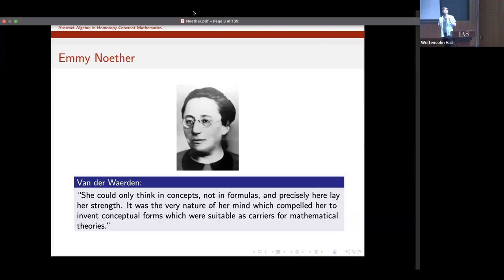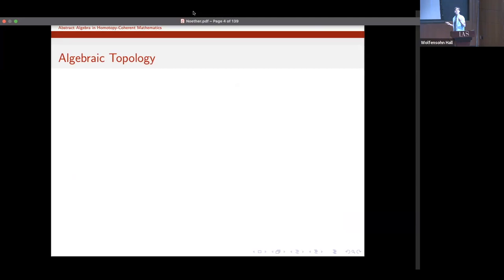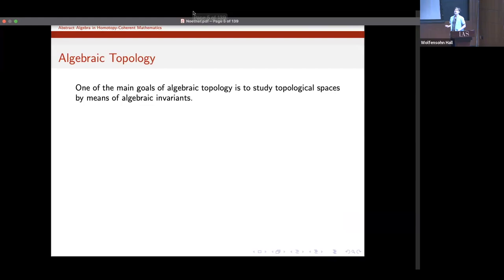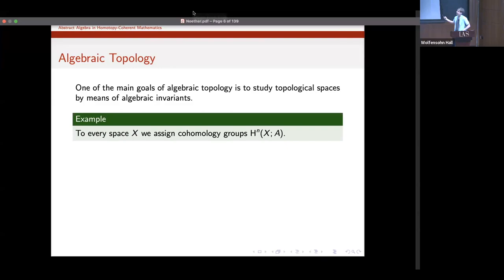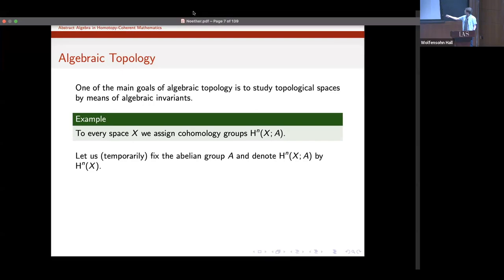So let me begin by getting us all on the same page, saying a little bit about what stable homotopy theory is about. It's part of algebraic topology. And in algebraic topology, what we want to do is understand topological spaces by associating to them algebraic invariants. Maybe one of the best known and most important algebraic invariants is the cohomology of a space X with coefficients in some abelian group that I'll denote by A. Let me temporarily suppress the A and just write this as Hn of X.